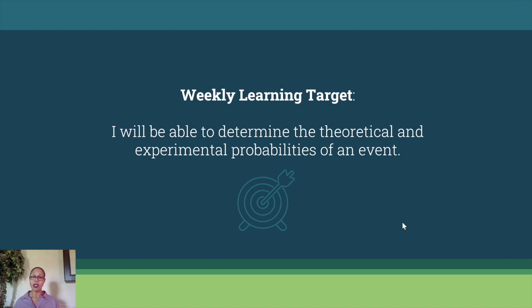And we are going to learn about 2 types of probability that use math to predict outcomes. Theoretical probability and experimental probability will be our focus for the next 2 weeks.